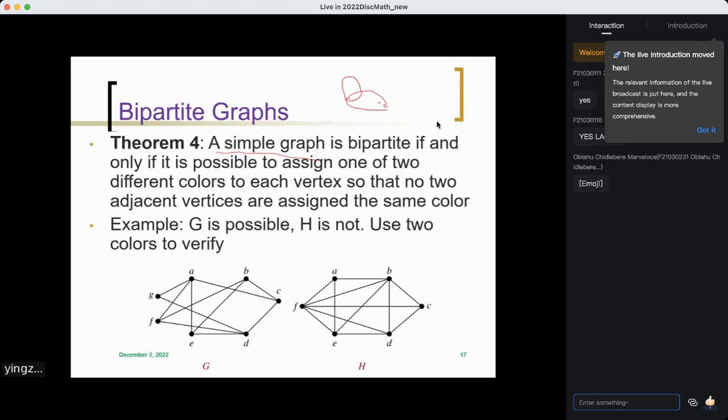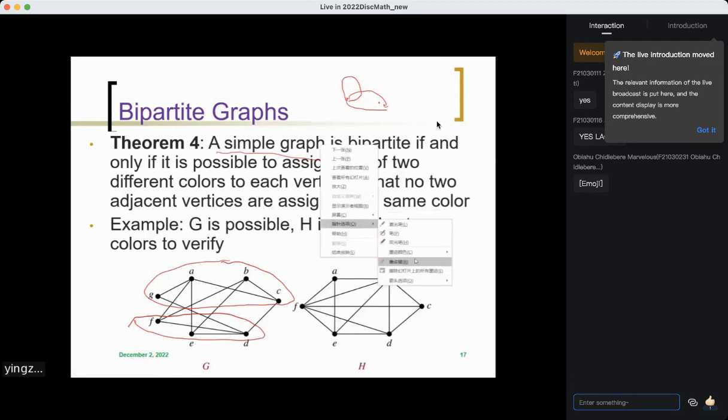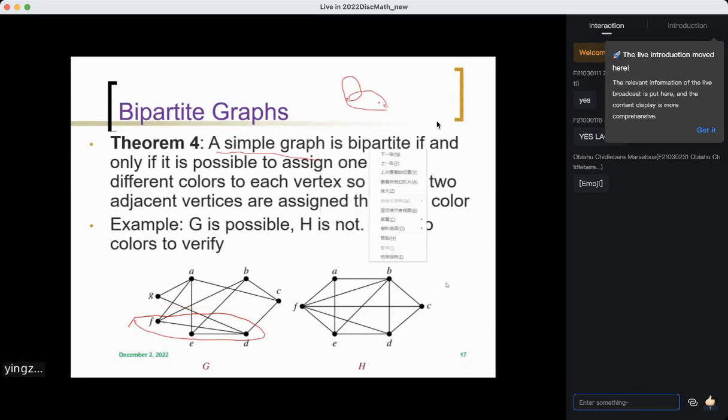For example, if here is a vertex set and here is another vertex set, and there are no edges within each set, then you can use one color for each set. But for example, if there is an edge within a set, that means you cannot do that.